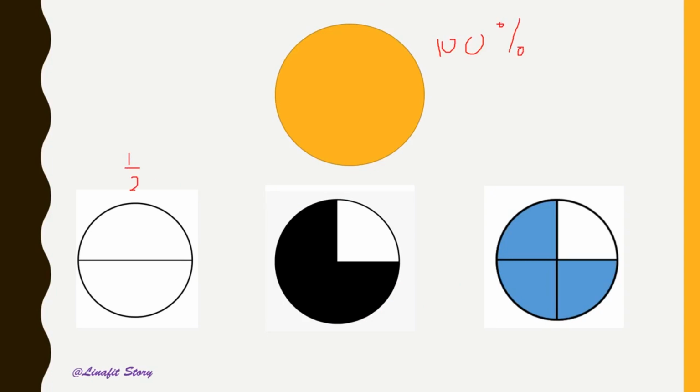This is half of a circle, or 50%. This is a quarter circle, or 25%. And then this is 3/4 of a circle, or 75%.